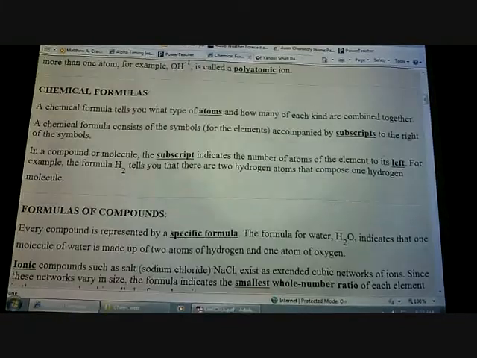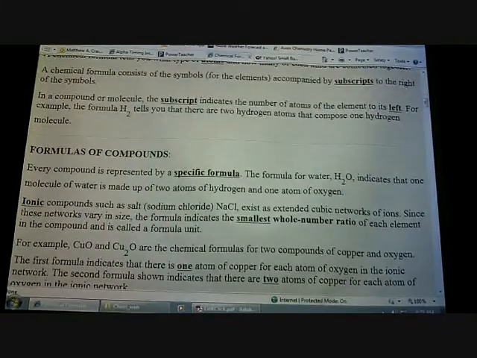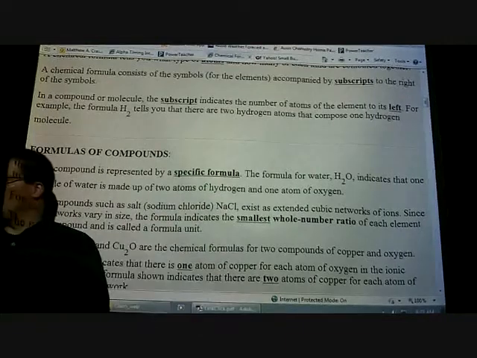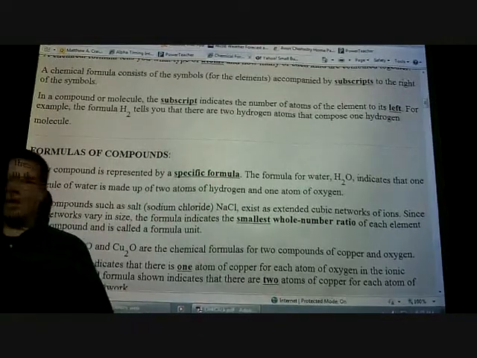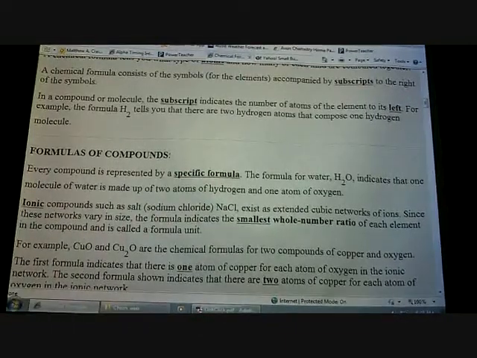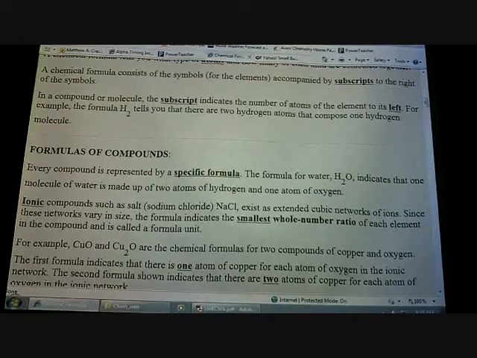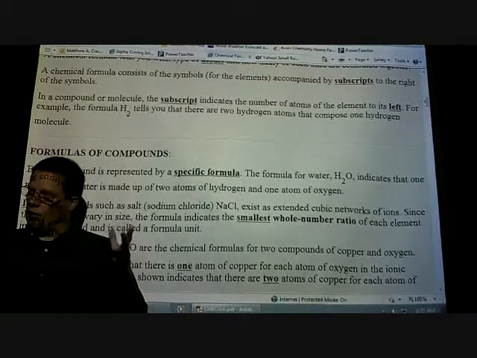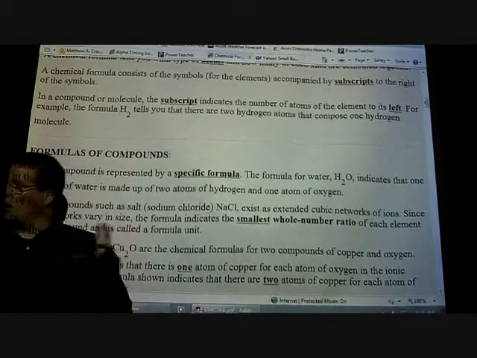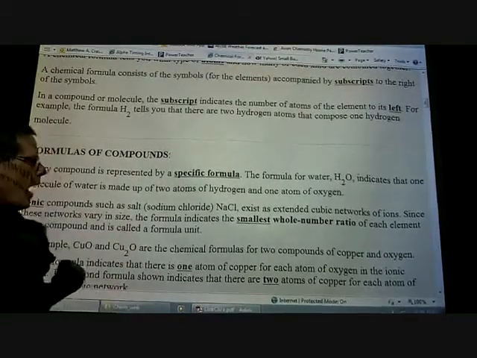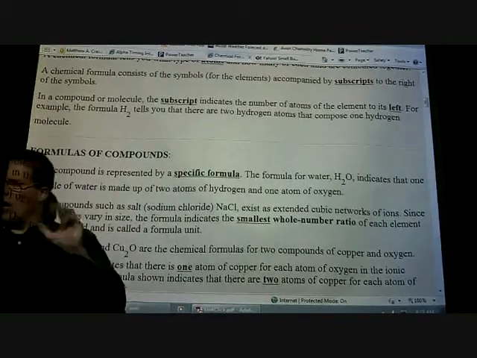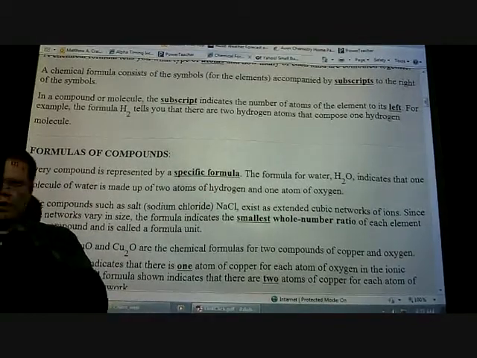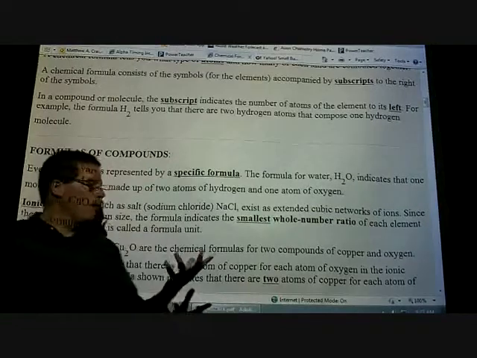Formulas of compounds. Every compound is represented by a specific formula. That helps keep the confusion down. Now, in some cases, we might be working with elements that could have different combinations. And we'll talk about that, I think, next week. I'm pretty sure that's next week. How you're going to be able to differentiate whether this iron atom has a +2 charge or a +3 charge, because it could have either.